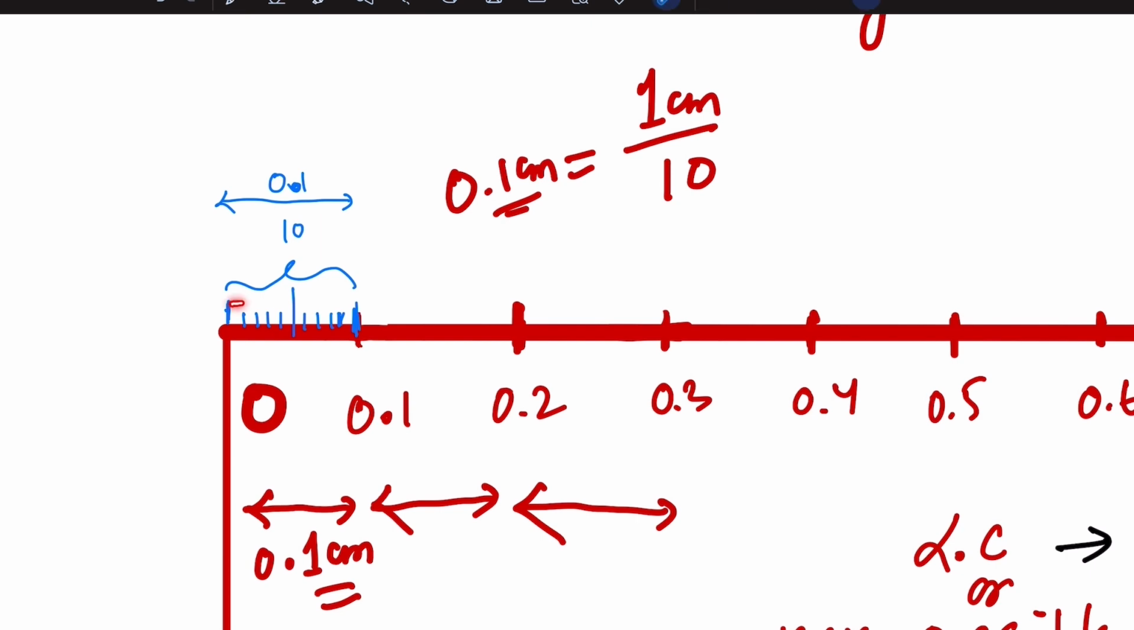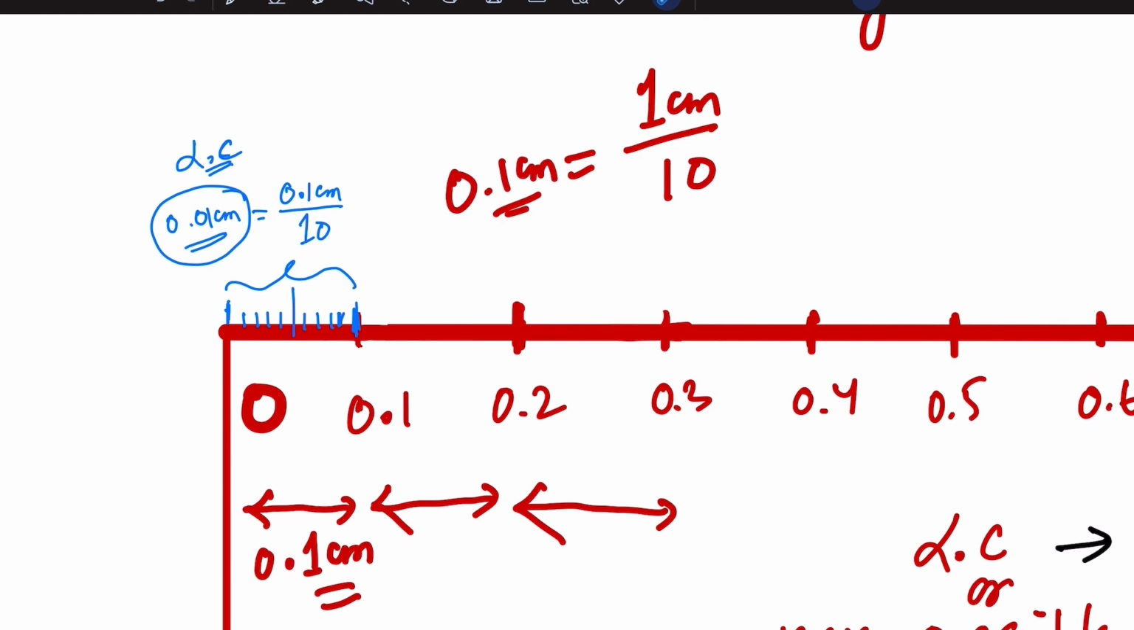So each of these divisions, 2 3 4 5 6 7 8 9 10. So how do we find it out? It's very easy. 0.1 centimeter is divided into 10 equal divisions, so you get 0.01 centimeter. So this will be the least count. Get it? So if you divide the ruler further and make more marks, the least count will be 0.01 centimeter. I hope you get the idea.